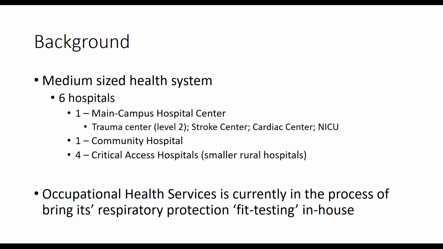So we're doing this for a medium-sized health system. That health system consists of 6 different hospitals, 1 main campus hospital center, which is a level 2 trauma center, a certified stroke center, an award-winning cardiac center, and has a neonatal ICU. So a pretty robust hospital. Also, that health system contains a community hospital and 4 what they consider critical access hospitals, smaller rural hospitals in remote areas. And that system also contains things like retail pharmacies and durable medical equipment and medical transportation and wellness centers and a lot of ancillary surgery centers, a lot of ancillary services that feed into the health system.